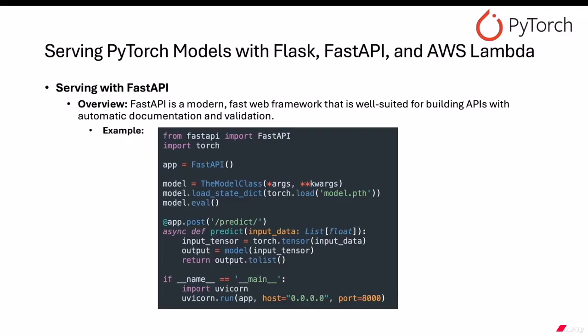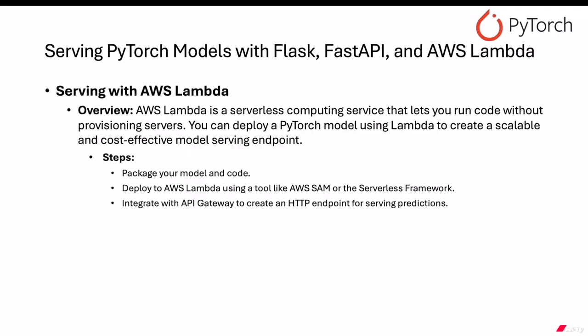And again here the path @app.post('/predict'), async function predict, passing input data as a list of floats, input_tensor = torch.tensor(input_data), output = model(input_tensor), and then return this output.tolist() to whoever called it. If __name__ == '__main__': import uvicorn and uvicorn.run(app, host=whichever host URL you're running it on, and port=8000, set the port based on what your port is.